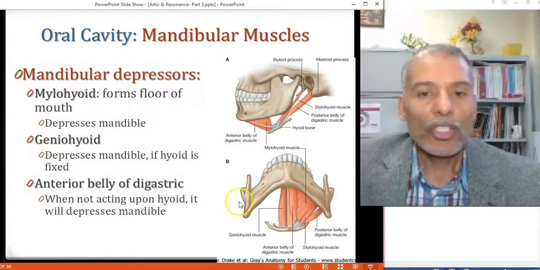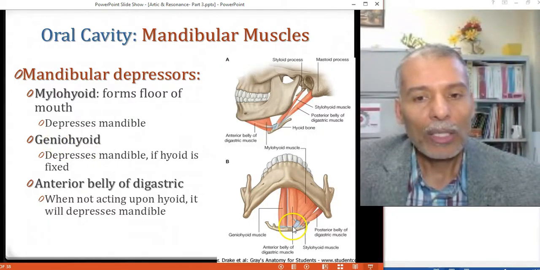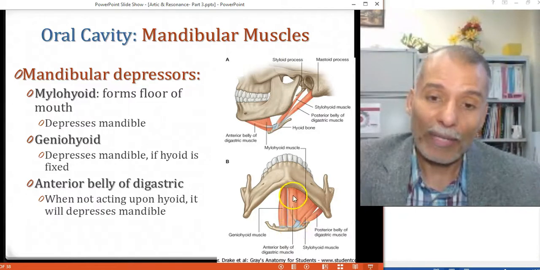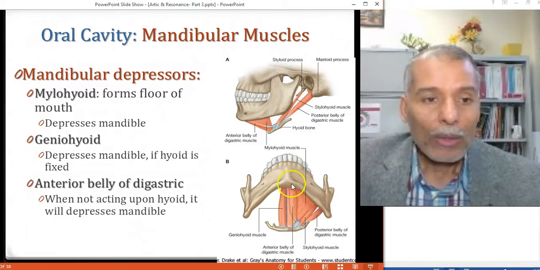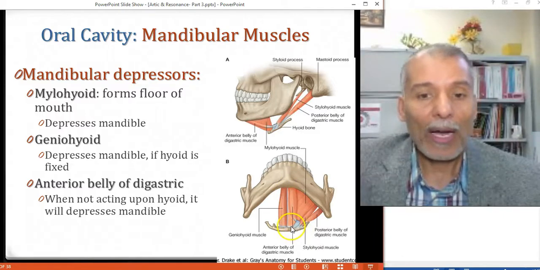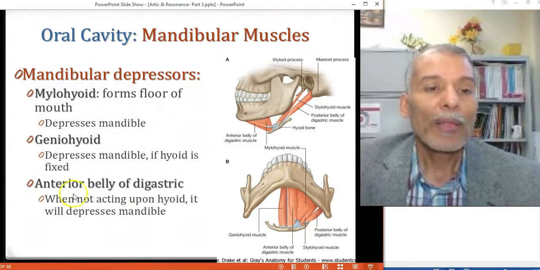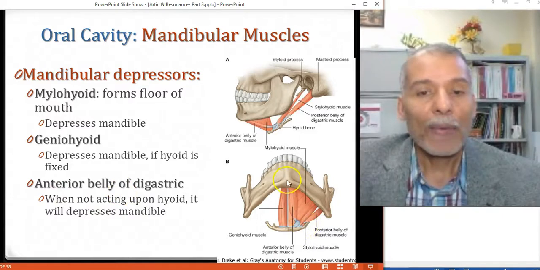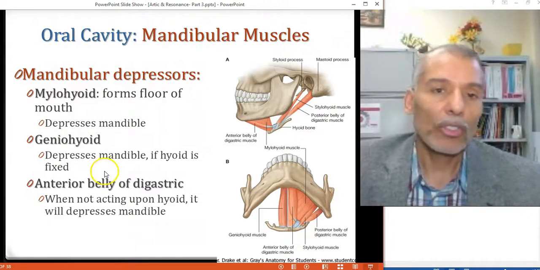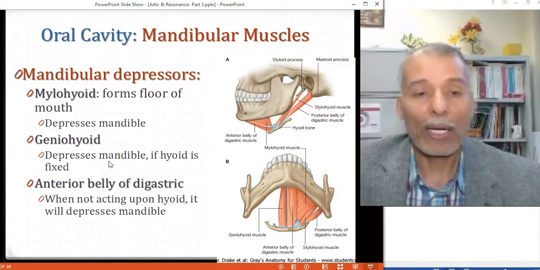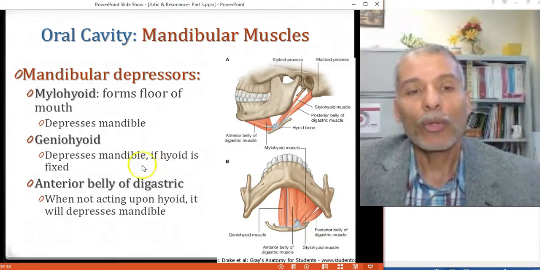Okay, so the geniohyoid. We also knew that muscle as a muscle that can act on the hyoid by elevating it and pulling it anteriorly. Now we know that if you fixate that hyoid attachment, then you can pull down the jaw. The anterior belly of the digastric is the same way. So the anterior belly of the digastric is one of the mandibular depressors. And we discussed the origin and insertion extensively in phonation. Please go back to the information about these muscles.